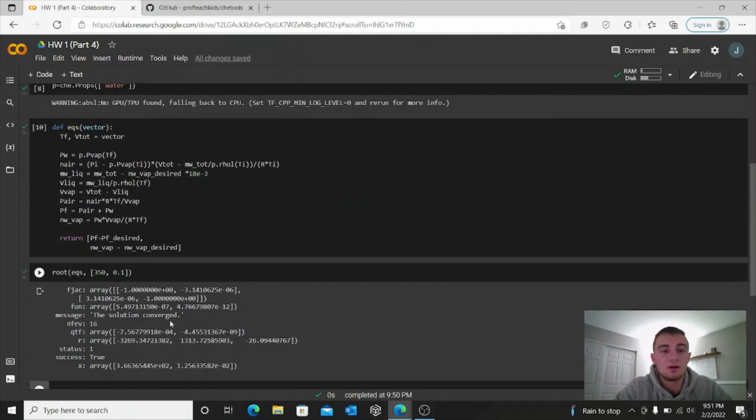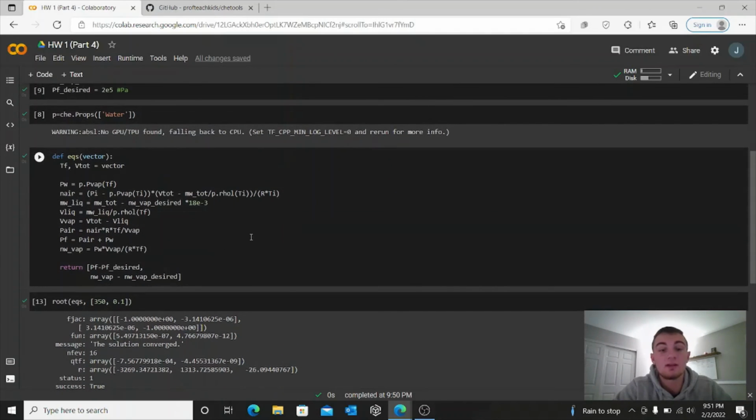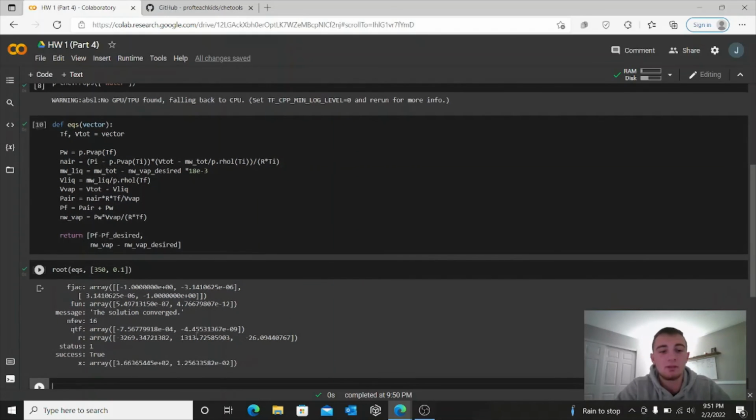So now, using the root solver and entering in the relationships that we have determined through the variables, we have been able to determine the temperature that the system was heated to and the total volume of the container. So that concludes this example and this video.